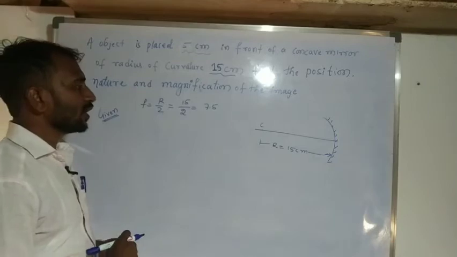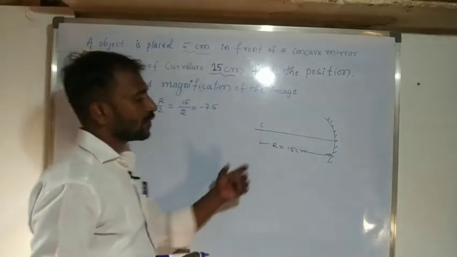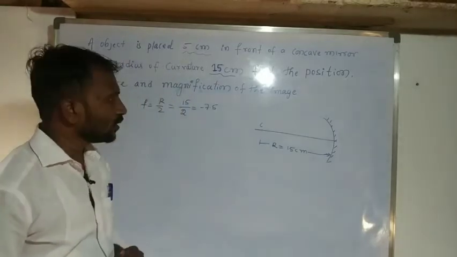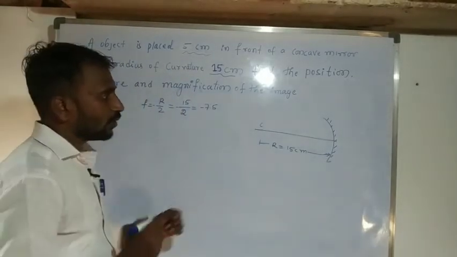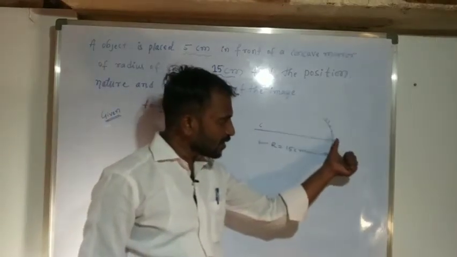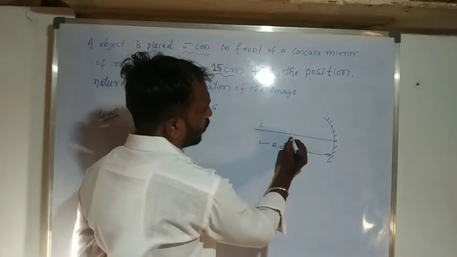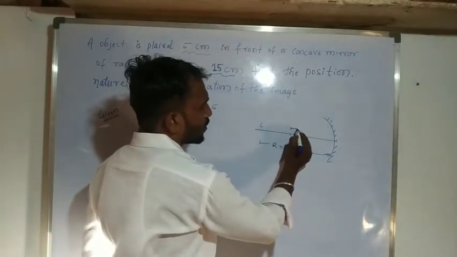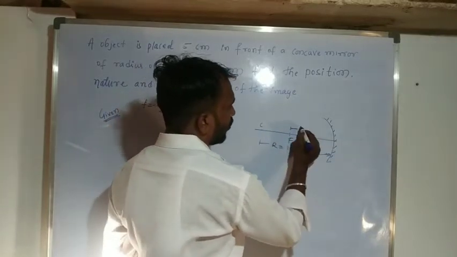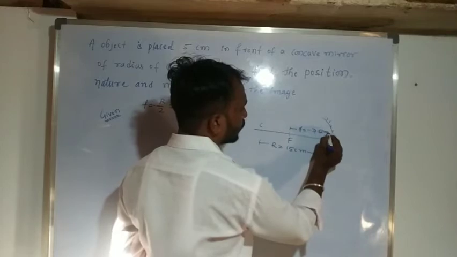Okay, so this one is negative. Why? Because this is a concave mirror, so we consider it negative. Why? Because the distance is measured from the pole of the mirror, so the principal focus F, from the principal focus to the pole of the mirror, is minus 7.5 centimeter.